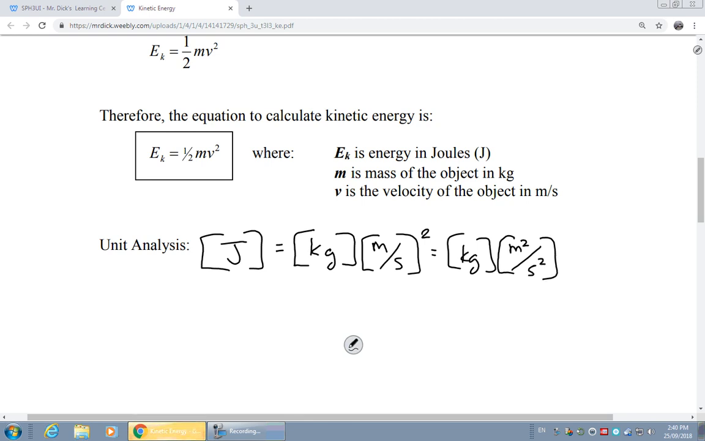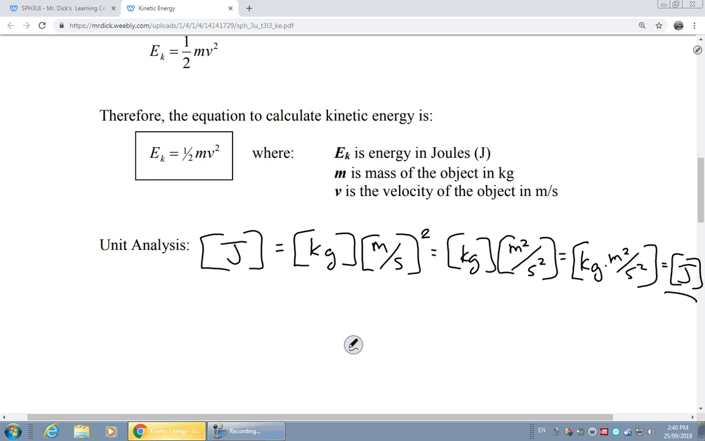When I square meters per second, that means I have to square the top of that unit and the bottom of that unit. So I get kilograms being multiplied by meters squared per second squared. If I just kind of stick that all together into one common unit, kilograms times meters squared per second squared, well, that's exactly the same as a joule. So I arrive back at what I should get in the first place.